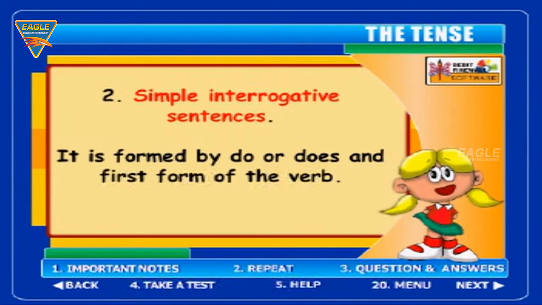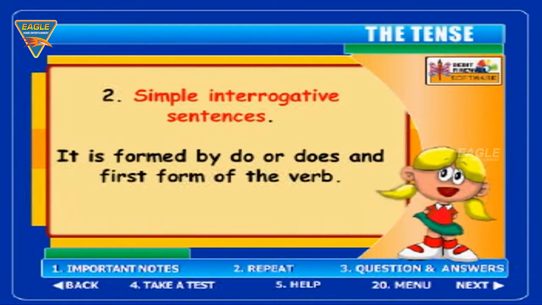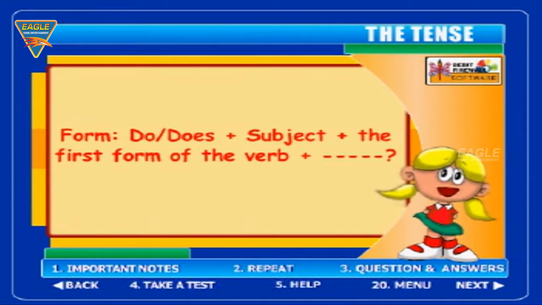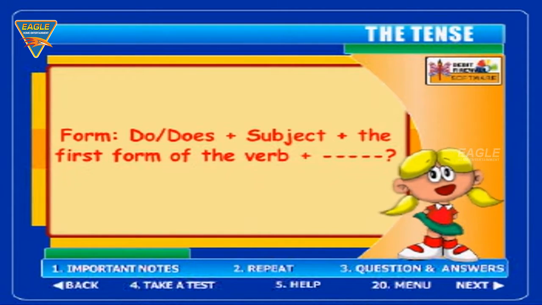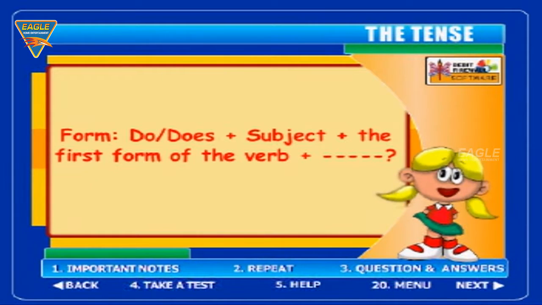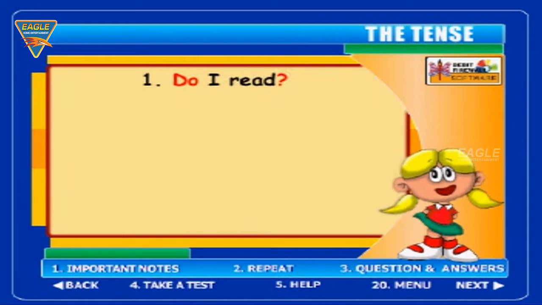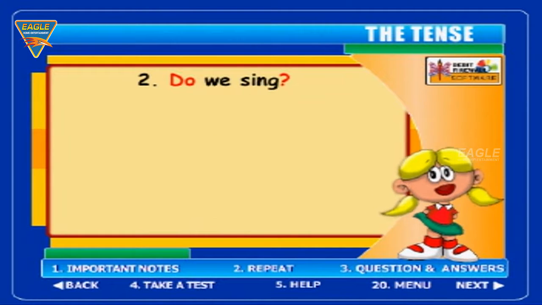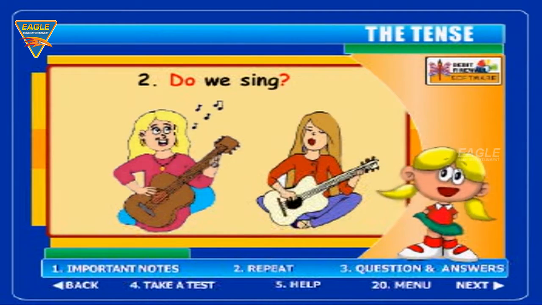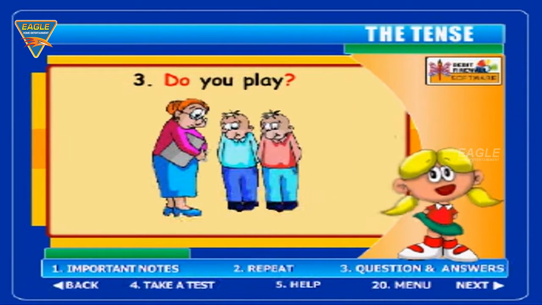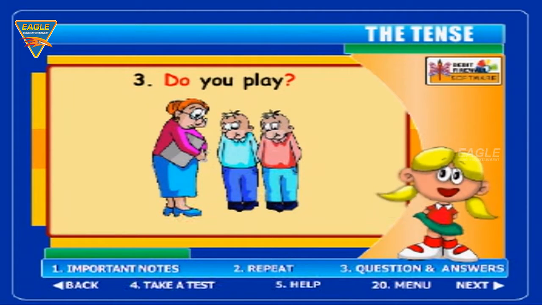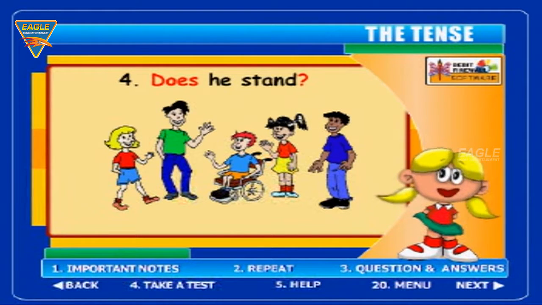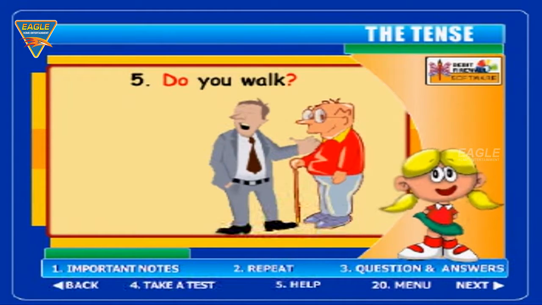Simple interrogative sentences. It is formed by do or does and first form of the verb. Form: do or does plus subject plus the first form of the verb plus question mark. Examples, do I read? Do we sing? Do you play? Does he stand? Do you walk?